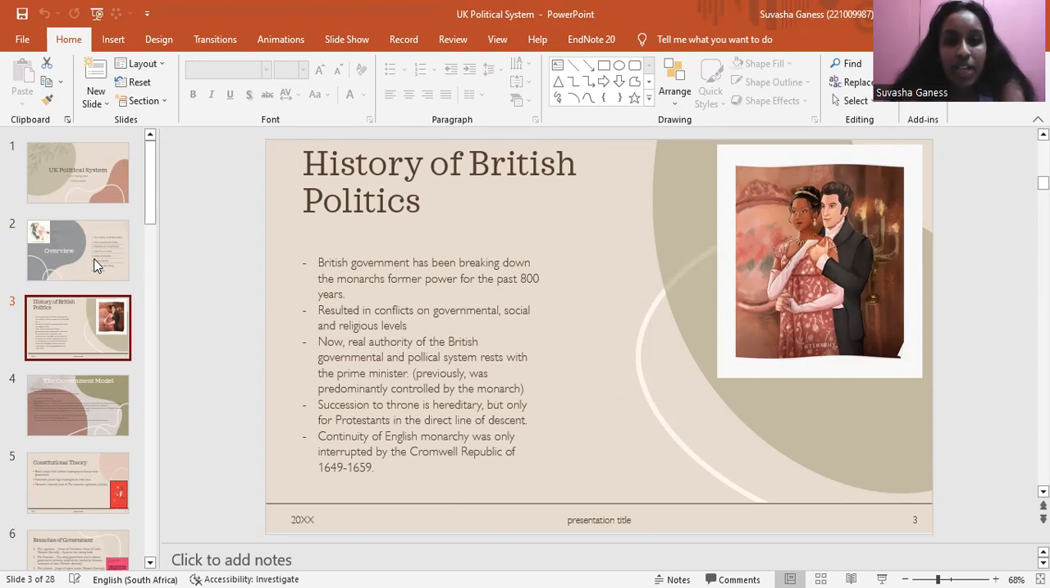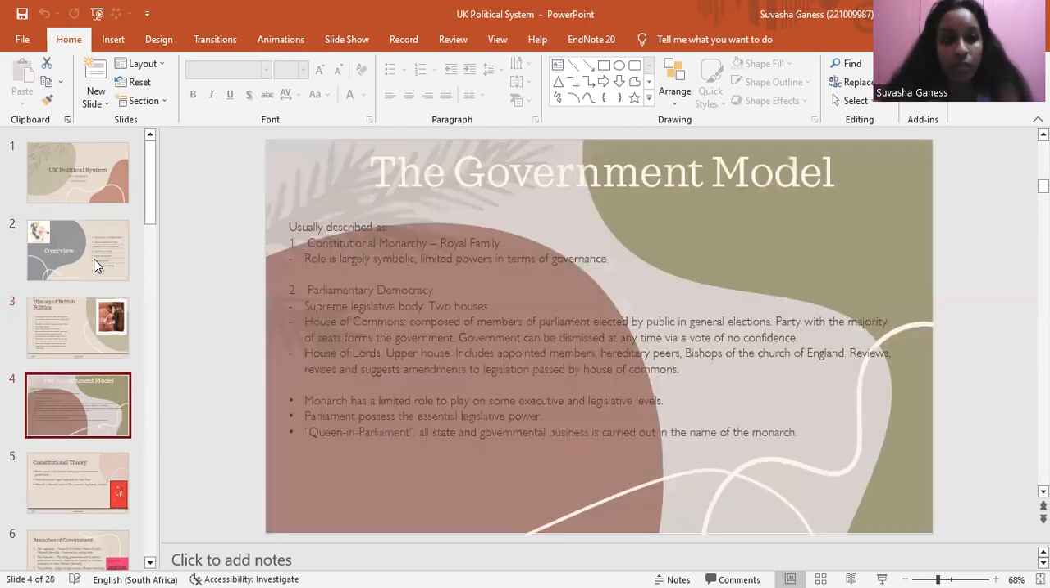So the British government has been breaking down the monarch's form of power for the past 800 years, and this has resulted in conflicts on governmental, social, and religious levels. Now, the real authority of the British governmental and political system rests with the Prime Minister. Previously, it was predominantly controlled by the monarch. Succession to the throne is hereditary, but only for Protestants in direct line of descent. Continuity of the English monarchy was only interrupted by the Cromwell Republic of 1649 to 1659. So this is an example of when the monarchy was interrupted. It shows that the monarchy is not something that can't be interrupted, right? I think that's something that's important for debate.